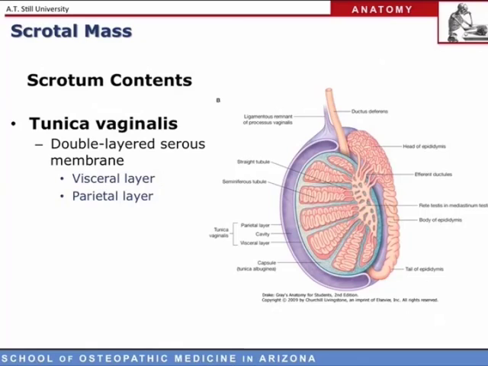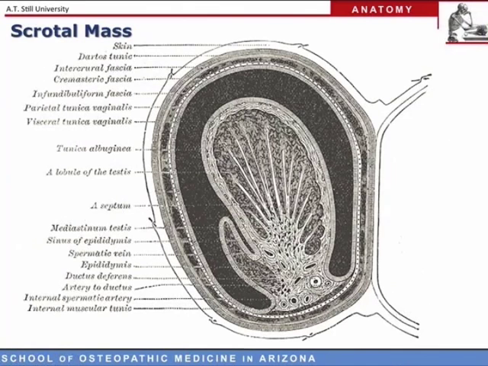Now, it is double-layered. It has a visceral layer and a parietal layer, and that should remind you of the abdominopelvic peritoneum, and there is a reason for that. We'll get into that in just a second. But let's take a cross-section through the testis, and we can see that this would be the visceral portion of the tunica vaginalis, which makes sense. The visceral portion in the abdominal cavity is the part that adheres to the organ. So the visceral tunica vaginalis is the portion that adheres to the testis itself.